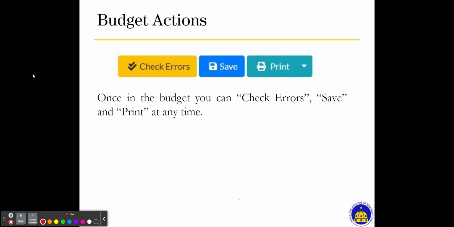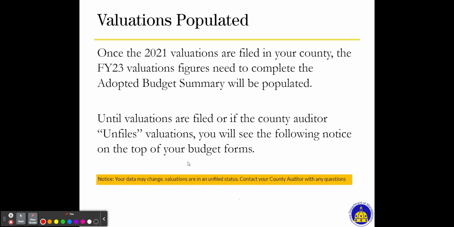The actions you can take when you're inside your budget, of course, you can always check errors, you can save, and we do recommend you do that often, and you can print at any time. As I said before, valuations are populated for you. Once the 2021 valuations are filed in your county, the fiscal year valuations will be in your budget. That information will be in there for you.